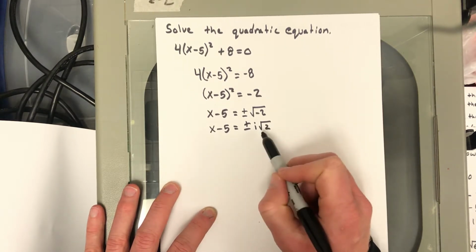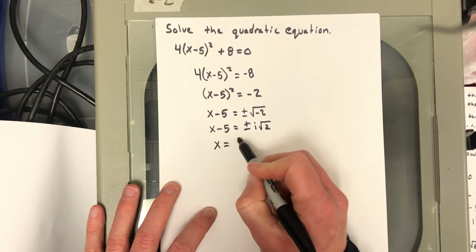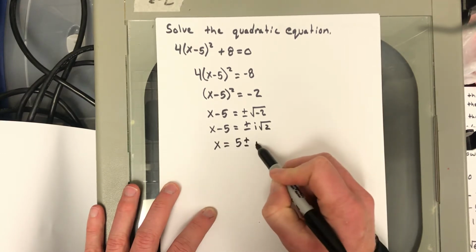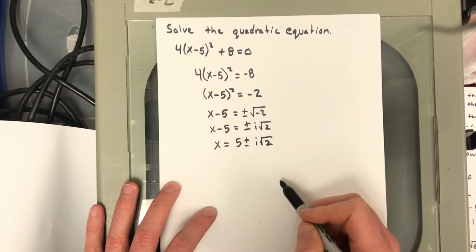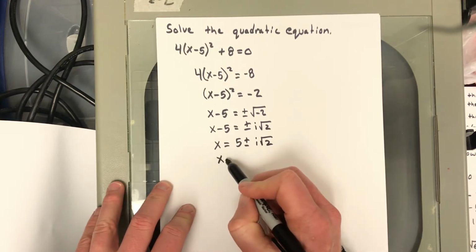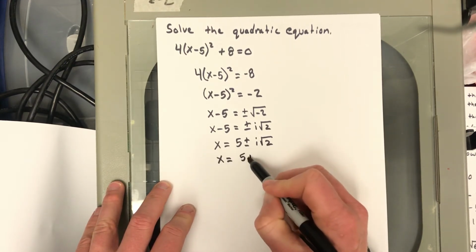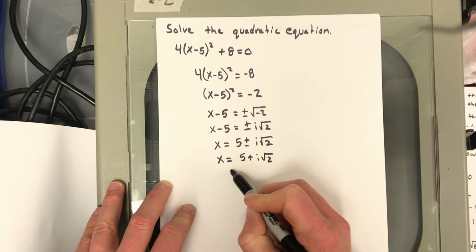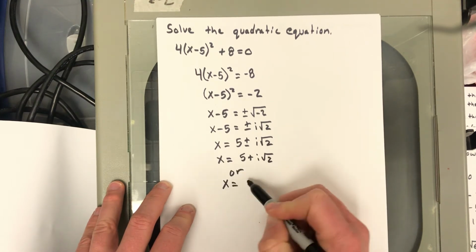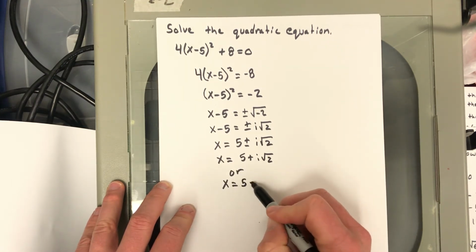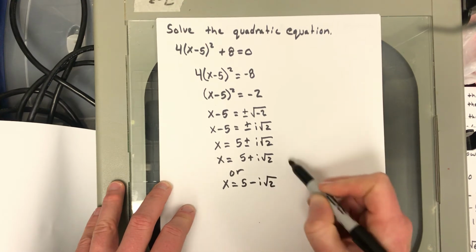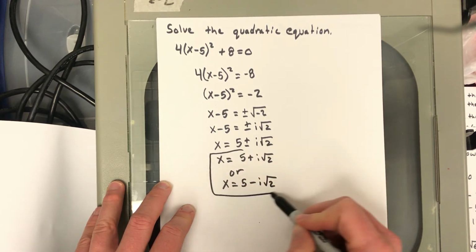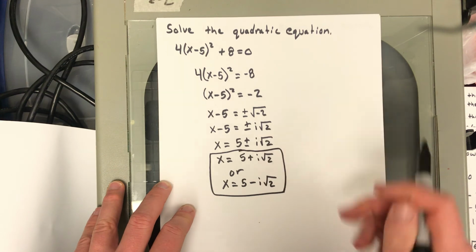And then I can add 5 over, and that's going to be x equals 5 plus or minus i square root 2. So then I can say x is equal to 5 plus i square root 2, or x is equal to 5 minus i square root 2. And I have my answers for this quadratic equation.